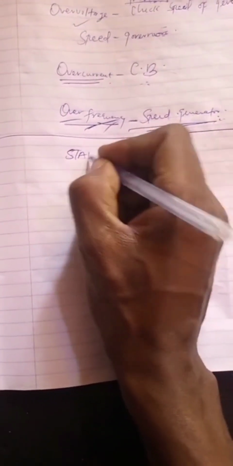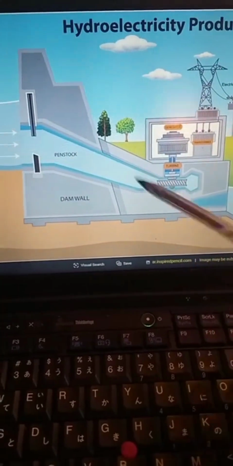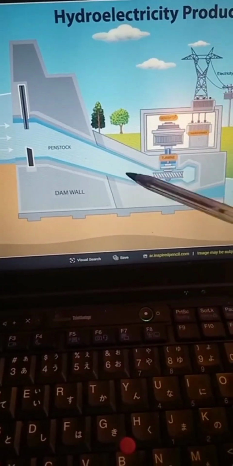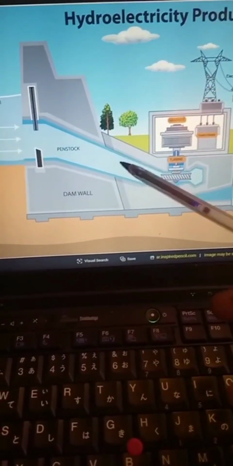where we have starting a hydroelectric plant. Remember, our generator here has these turbines. We cannot just put water and let it flow at once through this pipe. We need to have a clean and smooth acceleration of this turbine to avoid breakage.